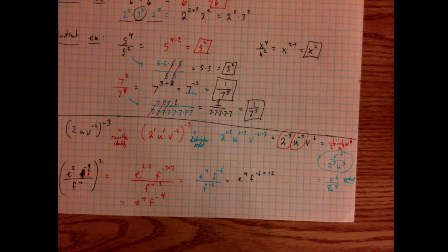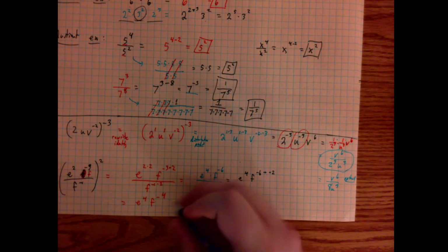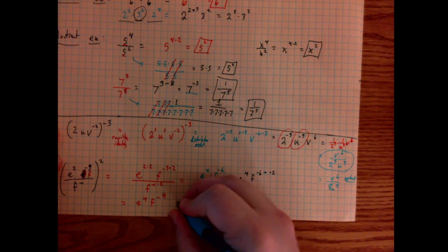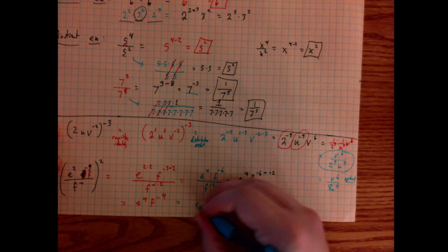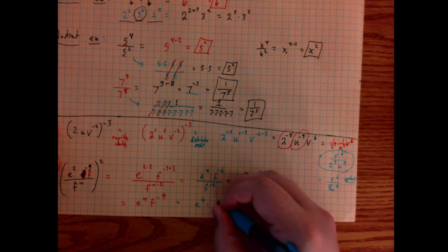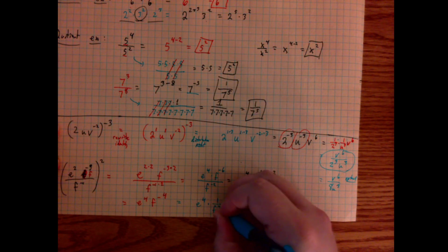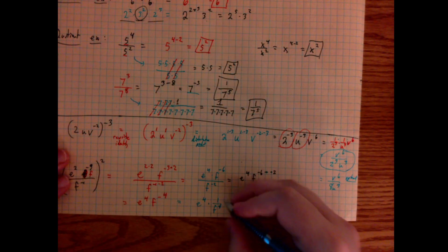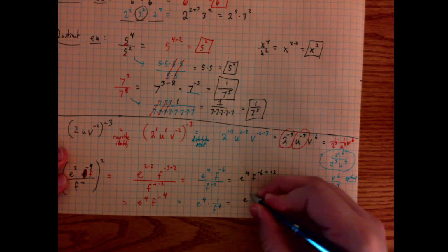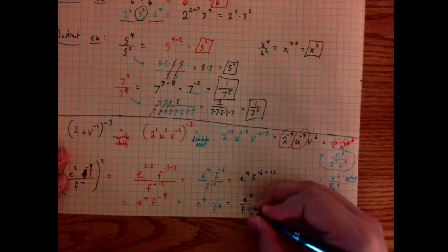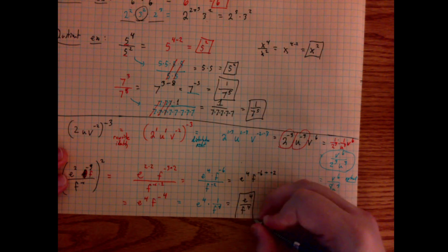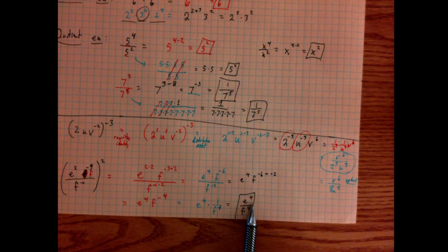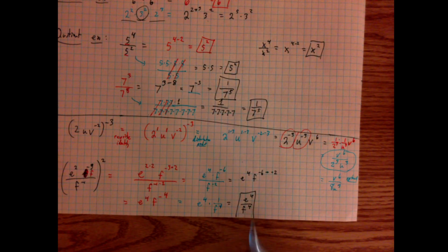Okay. Now, I come across the point where I no longer am allowed to have negative exponents, so I take my next step. My next step is negative exponents are fixed. This becomes e to the 4th times 1 over f to the 4th. And then we can combine, becoming e to the 4th over f to the 4th. None of my exponents are 0, none of my exponents are negative. This is an answer.